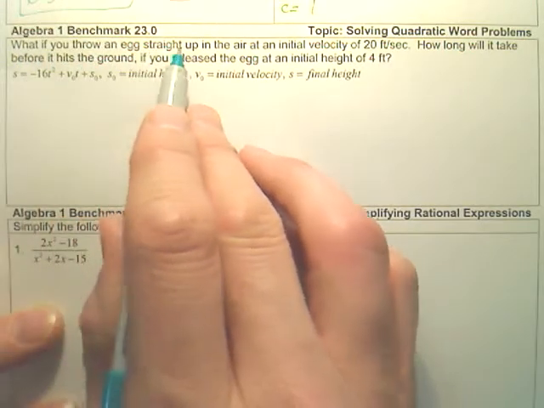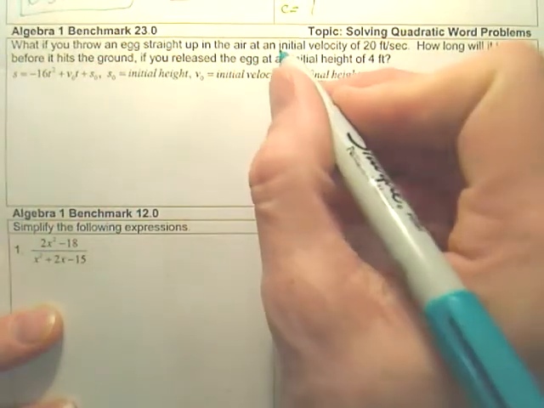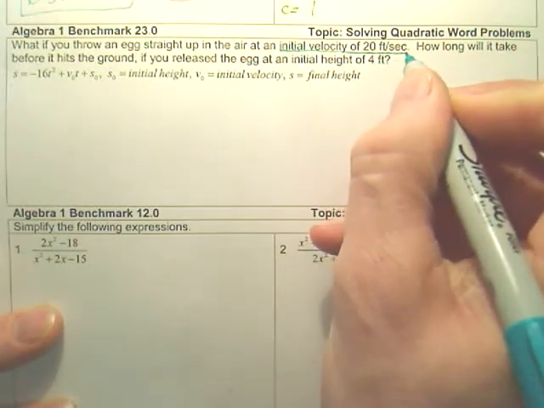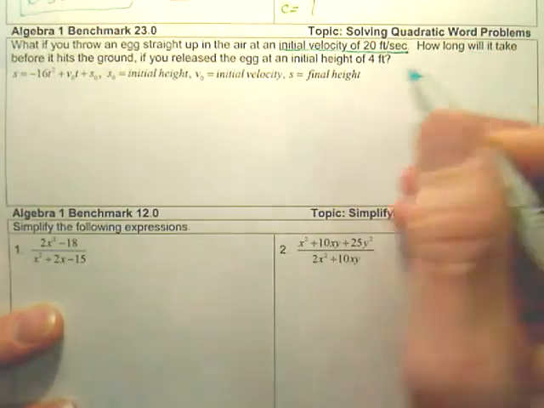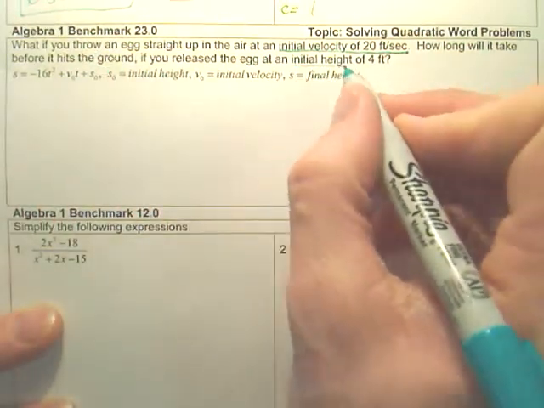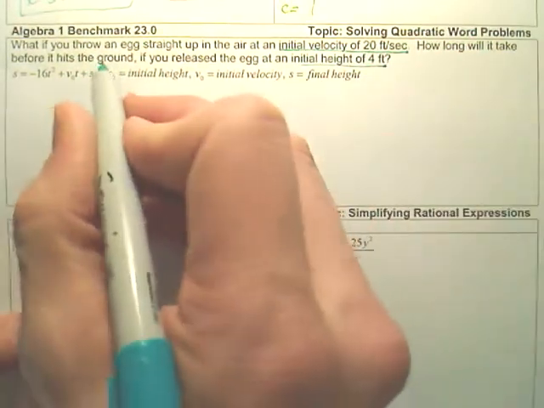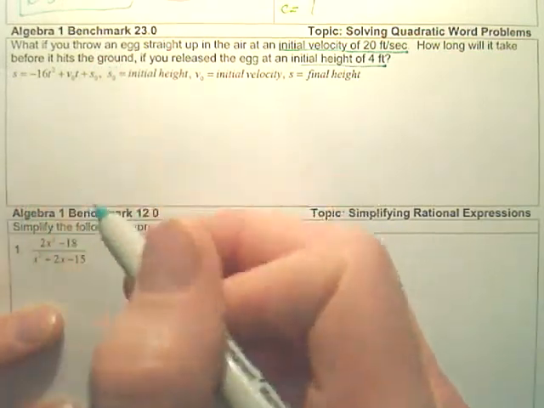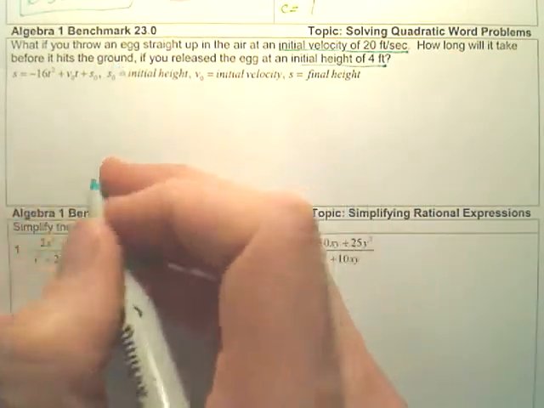If you throw an egg straight up in the air with an initial speed of 20 feet per second, how long will it take to hit the ground if you release the egg at an initial height of 4 feet? Now, if you hit the ground, that means its final height is zero. The ground is at 0.